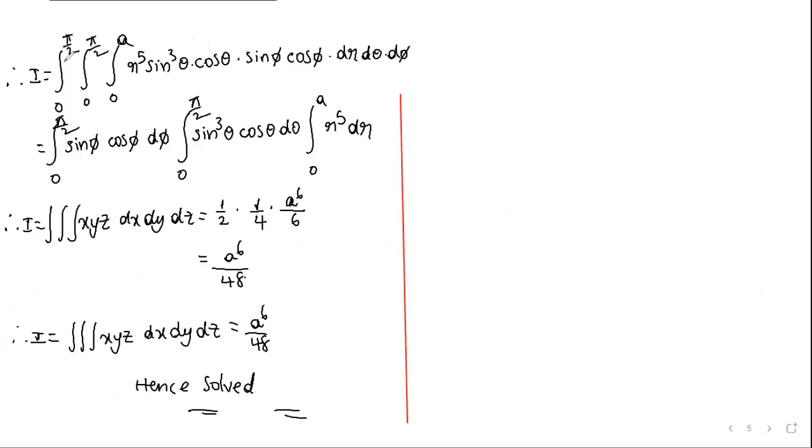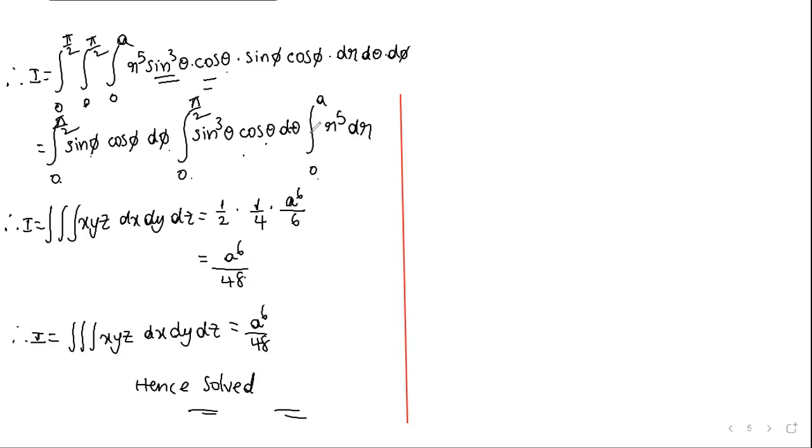Substituting, I is equal to the integral with limits 0 to π/2, 0 to π/2 and 0 to a for r. After substituting all the limits and calculating, we get r power 5 sin cube theta into cos theta sin phi into cos phi dr d theta d phi. Let us write the integrals separately: the phi ones separately, the theta ones and the r ones split. 0 to π/2 sin phi cos phi d phi, 0 to π/2 sin cube theta cos theta d theta, and 0 to a r power 5 dr.